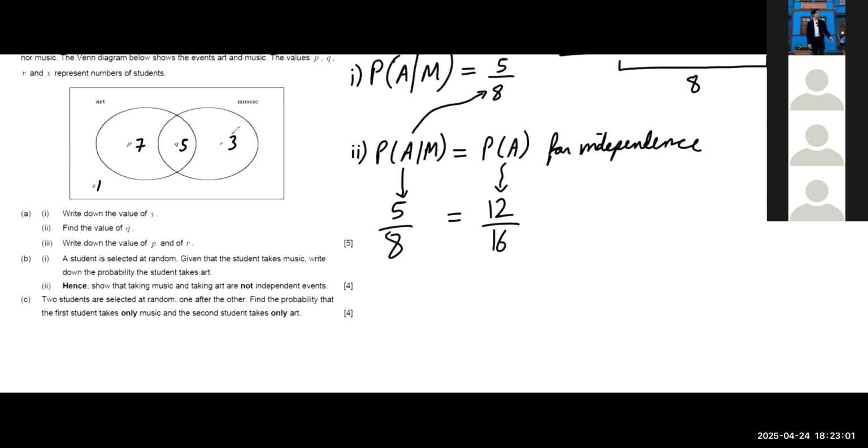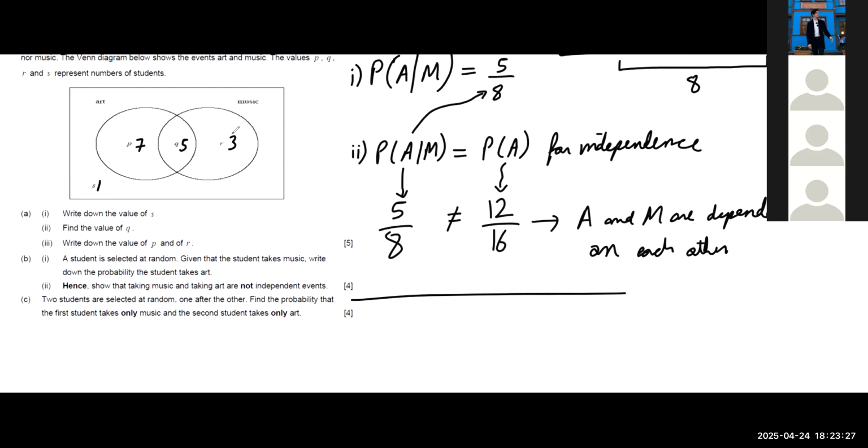Are they equal? They are not equal. Maybe they are actually. 12/16 is 6/8. They're not equal to each other, which means that a person taking art and a person taking music are dependent on each other. What does that mean? Can somebody give me an intuitive explanation of what it means when I say that a person taking art and a person taking music, these two events are dependent on each other? Give me an intuitive way to think about what that means.